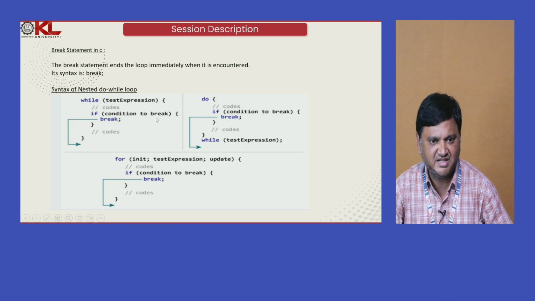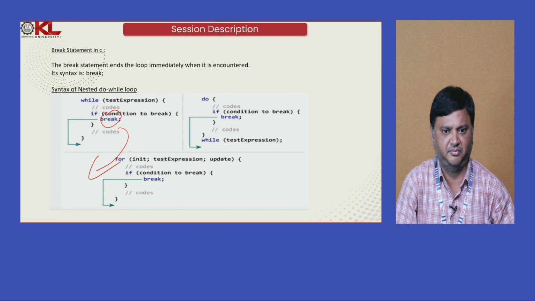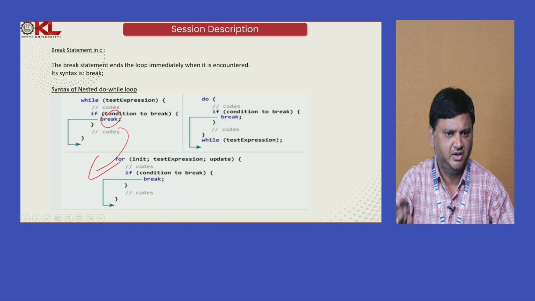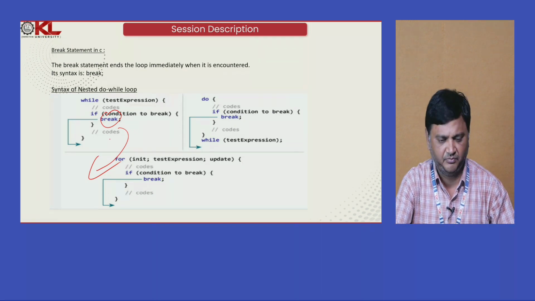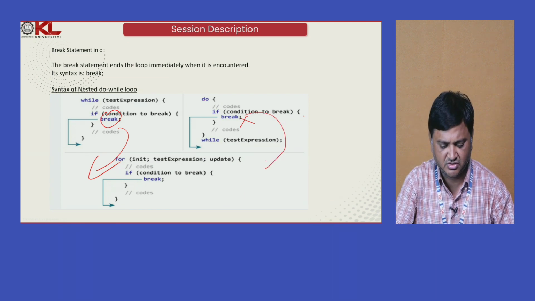So if the condition is satisfied, I want to break the program, meaning I want to completely come out of the program. In do while, it is the same, only the syntax will be changed, my dear students. We have three types of loops, and we can implement break in any of them. So if you want to implement it in do while, same: do, if the condition is true, I want to break my program, completely come out of the program, then I use a break statement.